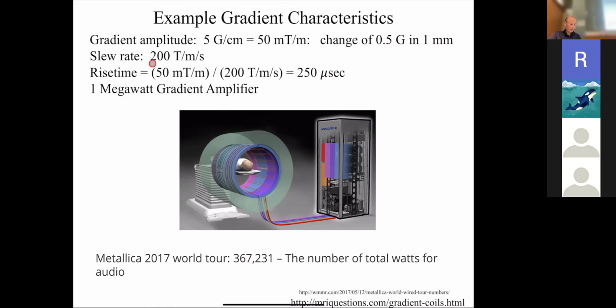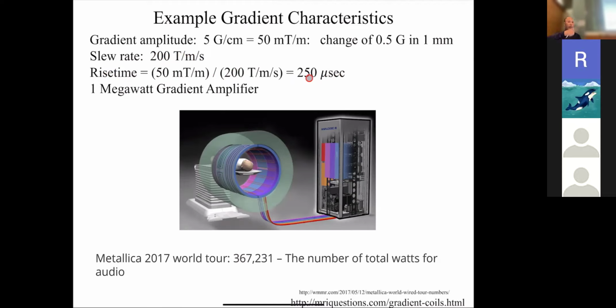The slew rate refers to how quickly we're changing that field. So the rise time might be, for this slew rate, that we go from 0 to 5 Gauss per centimeter in 250 microseconds. So we can do that pretty quickly. And that's really important because, as we'll find out, time is of the essence in MRI, because the signal starts decaying, and so we have to get that signal very quickly.